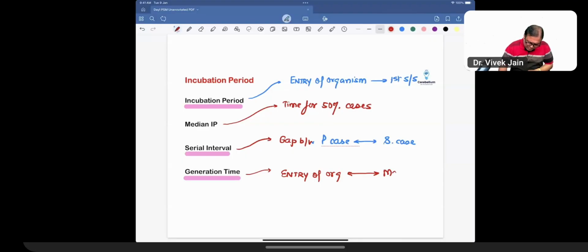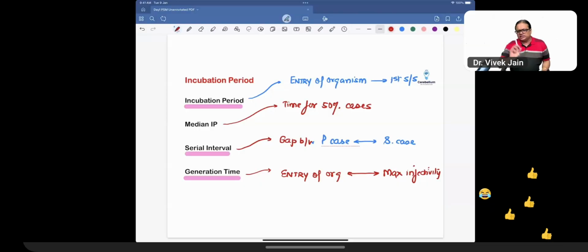Yes, Dr. Goko is right. Maximum infectivity of that person. These are definition based questions. We are not allowed to lose the marks. Median is you arrange in ascending order, the middle value. Middle value. We'll discuss again in statistics tomorrow. When you arrange in ascending order, the middle value.